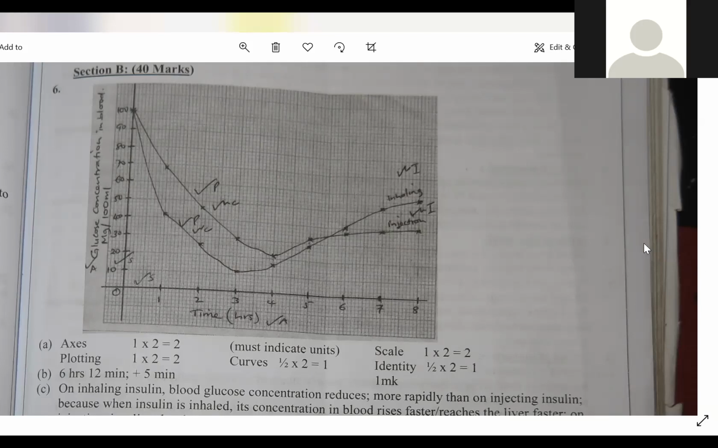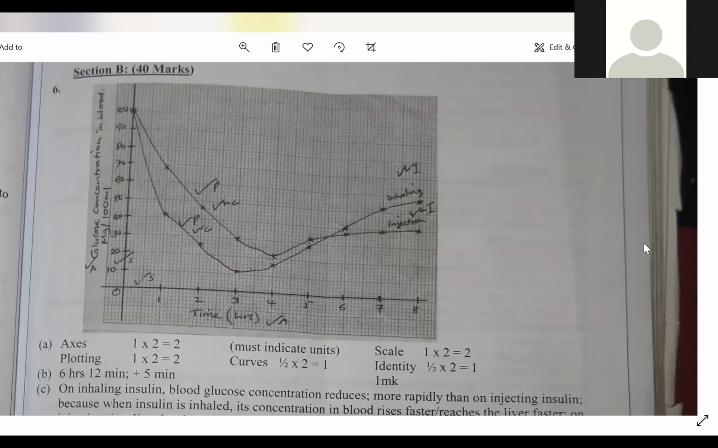Check my horizontal scale. The horizontal scale, which has time, is moving very well. 10 small squares has 1 hour. Another 10 small squares has 2 hours, and so on and so forth. So that is what we mark at scale. You get 2 marks.